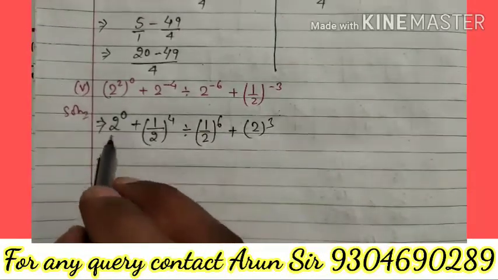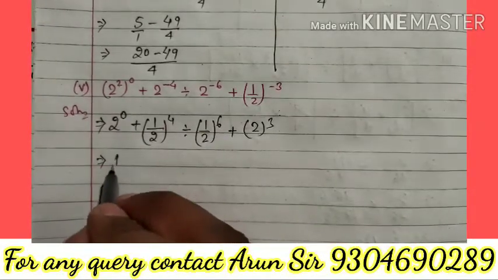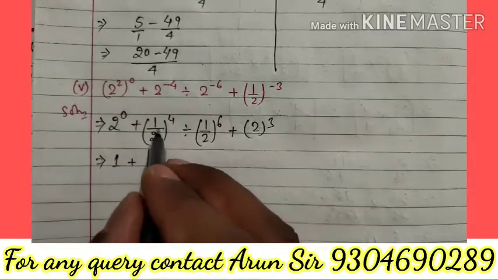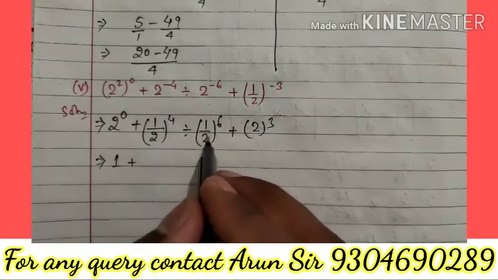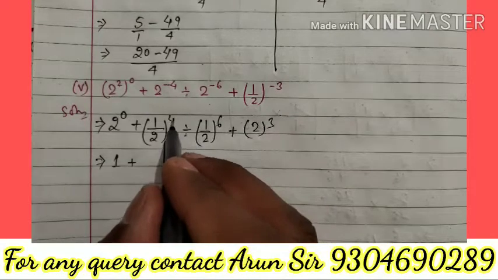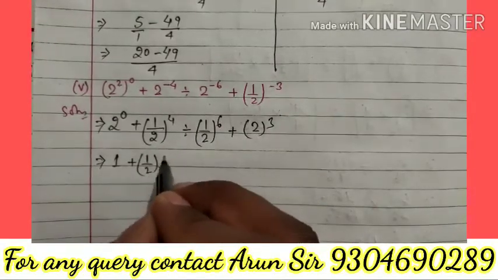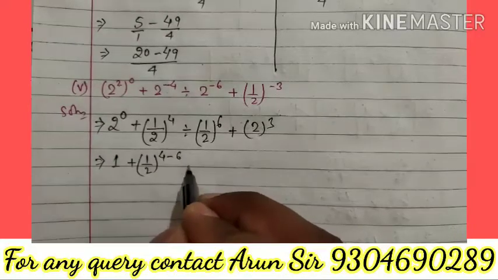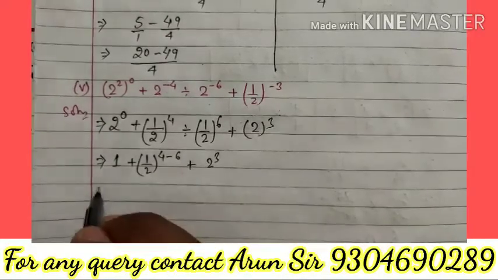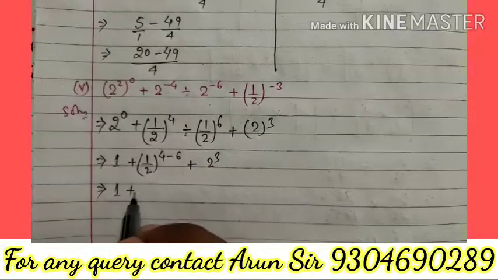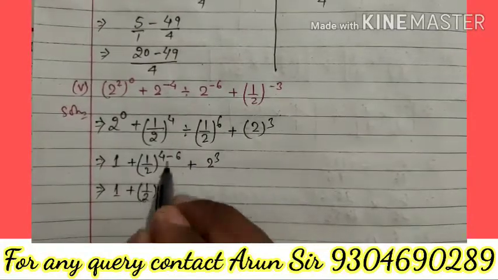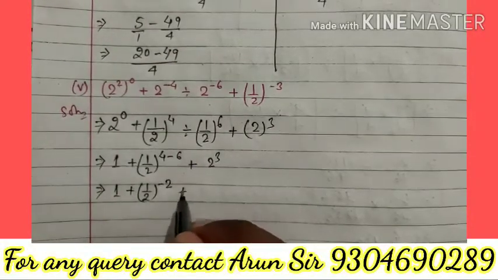Now 2 to the power 0, it means 1, plus here the base is the same and in between division is there. Then what we will do, we will subtract the powers. 1 by 2 to the power 4 minus 6, plus 2 to the power 3. In the next step 1 plus 1 by 2 to the power 4 minus 6, that will be minus 2.